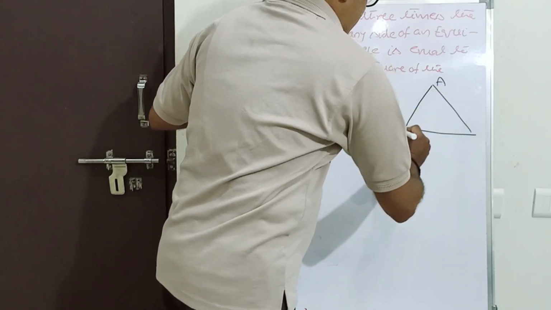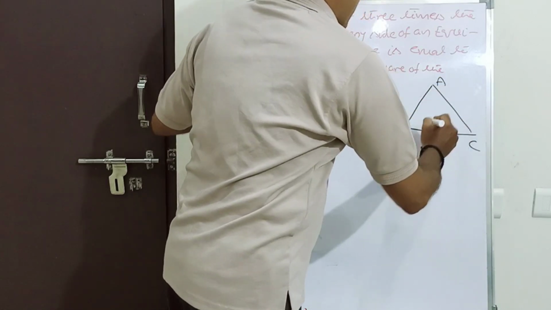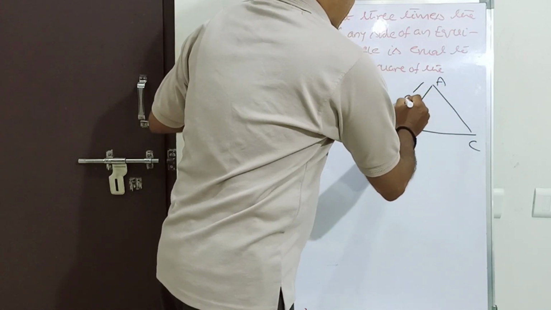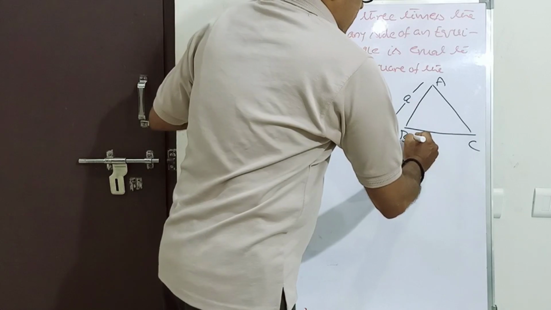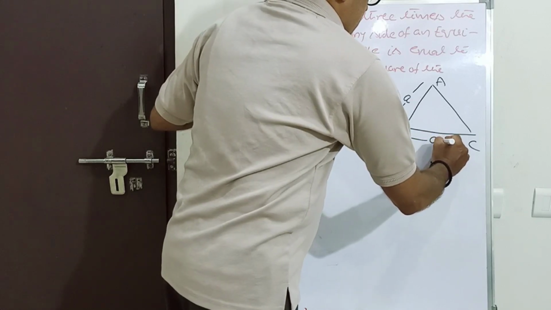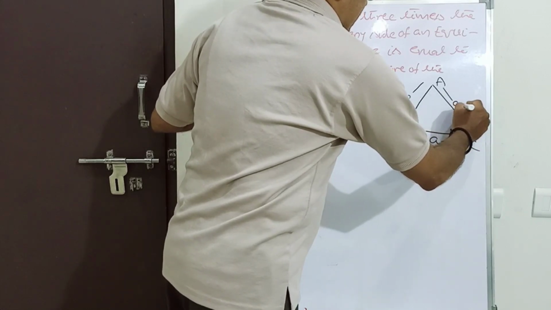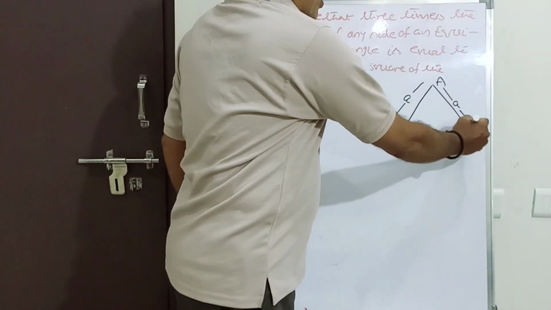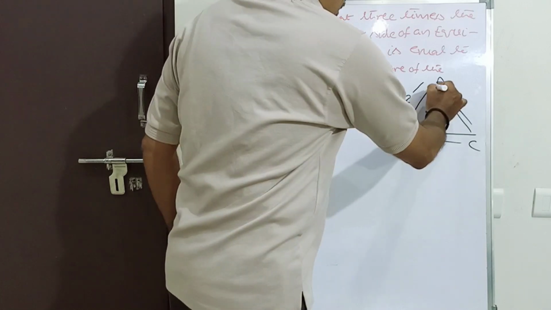So let us have a diagram based on the given data. ABC is an equilateral triangle. Each side of an equilateral triangle is denoted by small a. All sides are equal. AB is equal to BC is equal to CA is equal to small a.